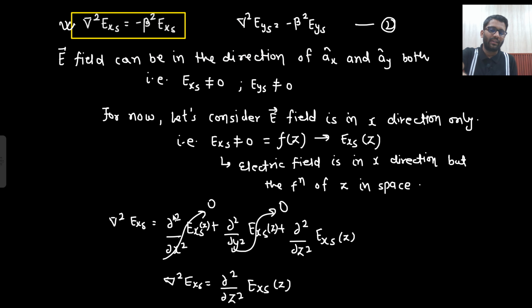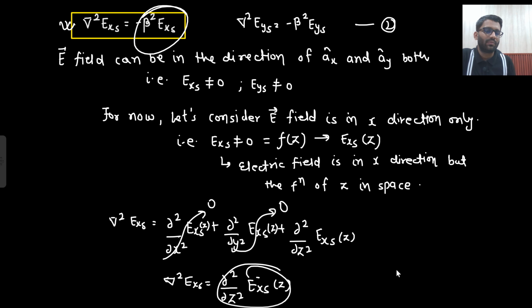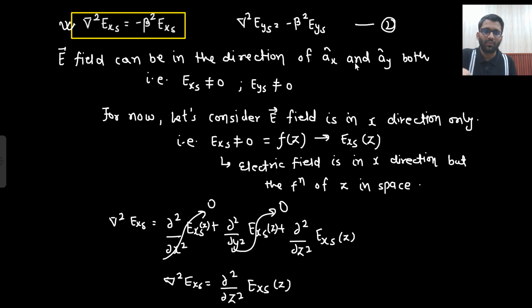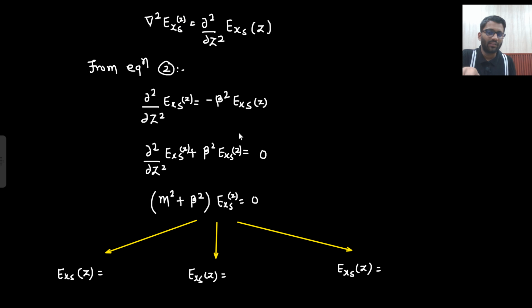From there I got to know that del square by del x square is 0. This is 0. This is 0. This will be non-zero because the electric field is a function of z. So this is what I am getting. Now I will put this value equal to this value, right? So these two are equivalent. From equation 2, this is my equation 2. Where is equation 2? This is equation 2. So from equation 2, this is what I am putting.